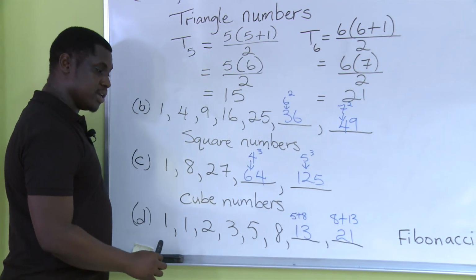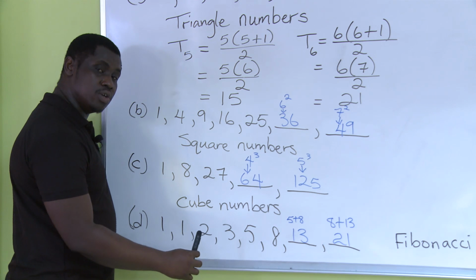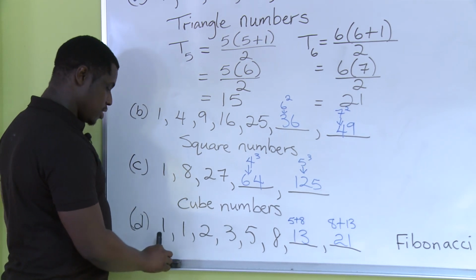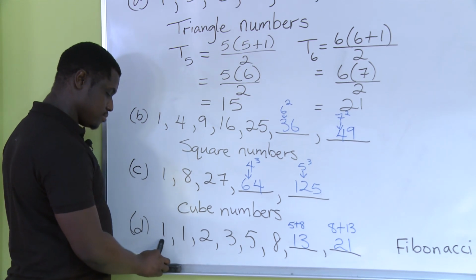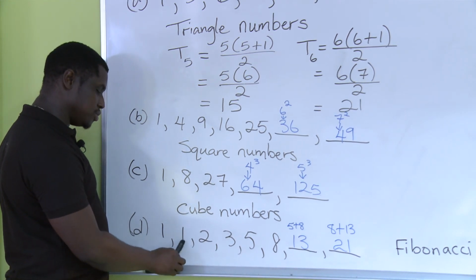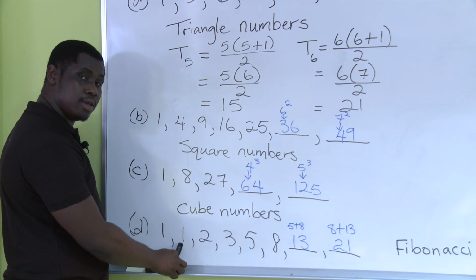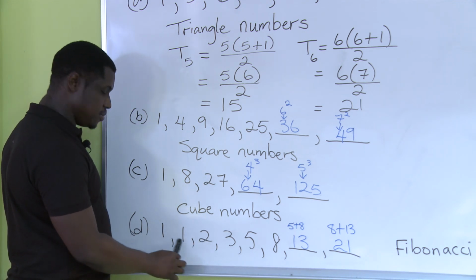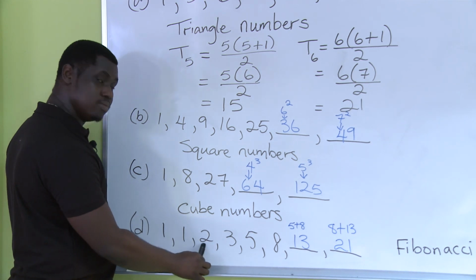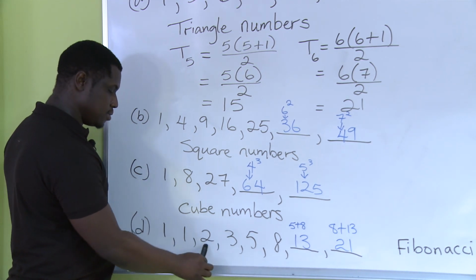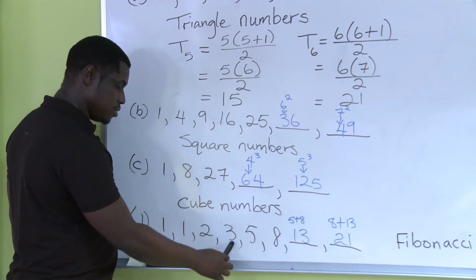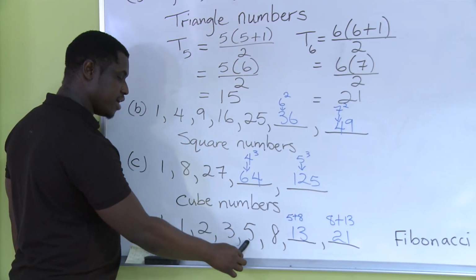And the Fibonacci sequence, to get the next term, we add the two previous terms. So I go from 1, I have nothing to add 1 to, so I just have 1 here. Now to get the next term, I'm now going to add the two previous terms. 1 plus 1 gives me 2. To get this term, 2 plus 1 gives me 3. To get this term, 3 plus 2 gives me 5.